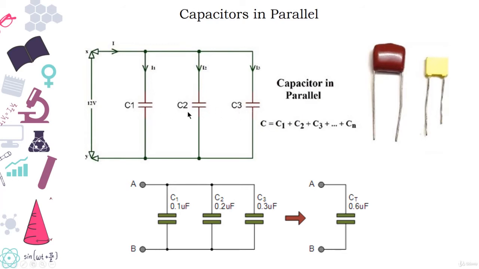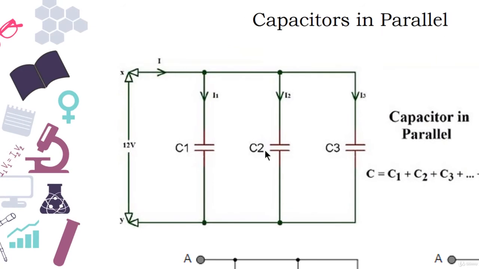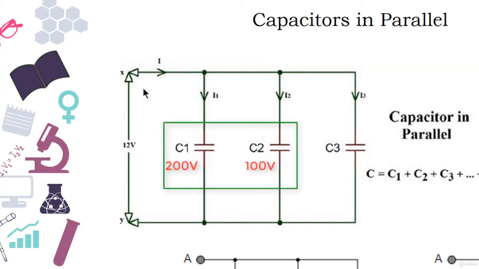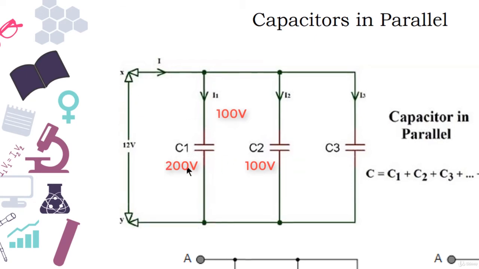But remember that the voltage applied to a parallel connection is limited by the minimum voltage rating of one of the capacitors. So for instance, if a 200 volt capacitor is connected to, let's say, a 100 volt capacitor, the entire voltage rating is 100 volt and not 200 volt.